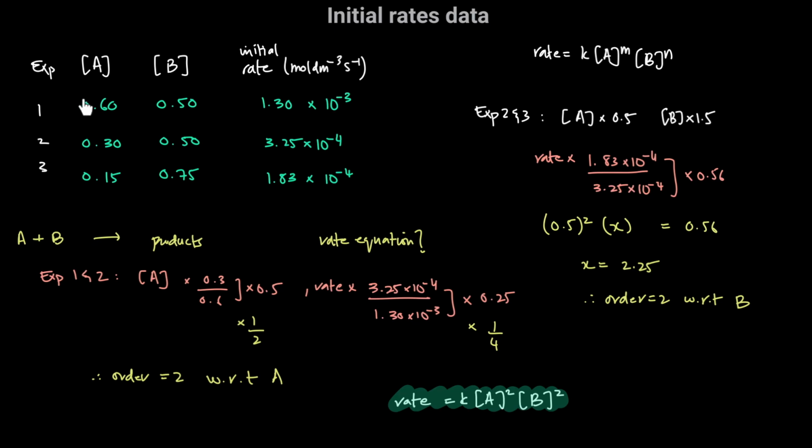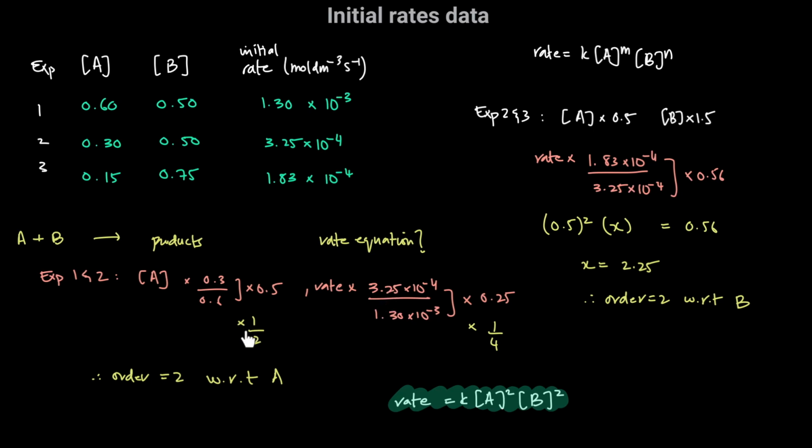So again, what we did was we had 3 different experiments with varying initial concentrations of A and B, and we determined the initial rates for each of these experiments. Now you could easily determine the order with respect to A, because in experiments 1 and 2, we didn't change the concentration of B. All we did was we halved the concentration of A, right? We went from 0.6 to 0.3, and the rate decreased by a factor of 4, right?